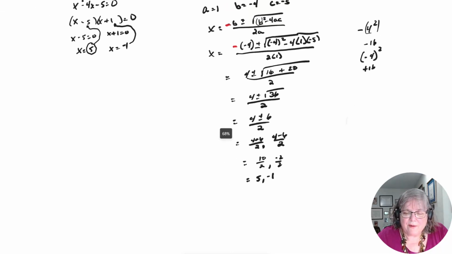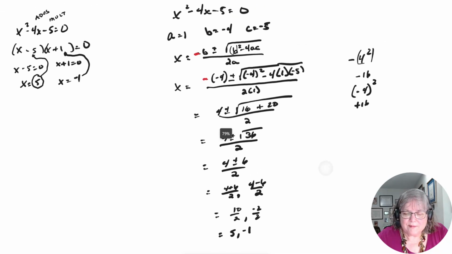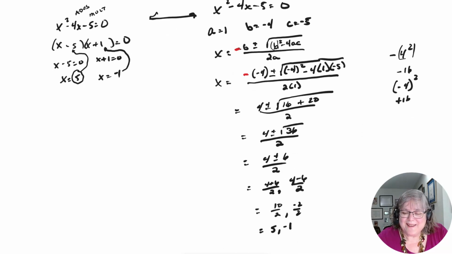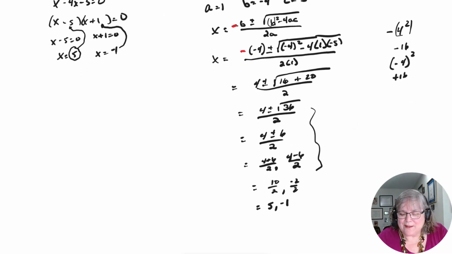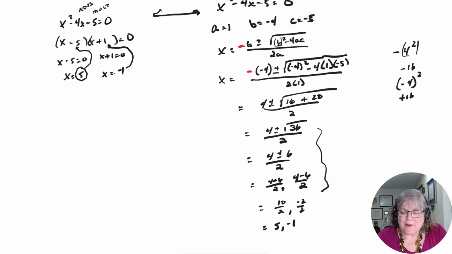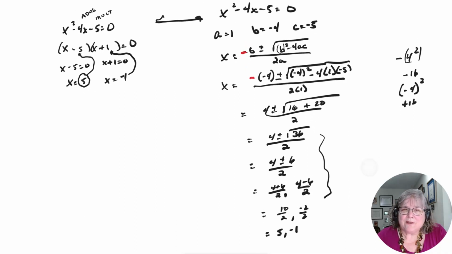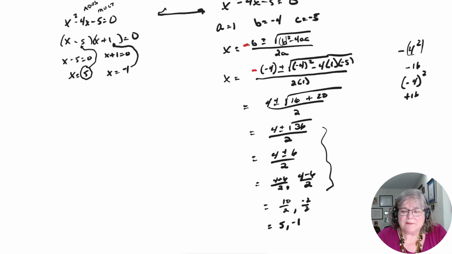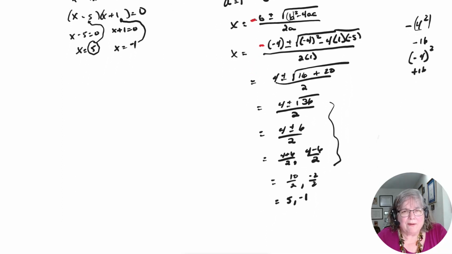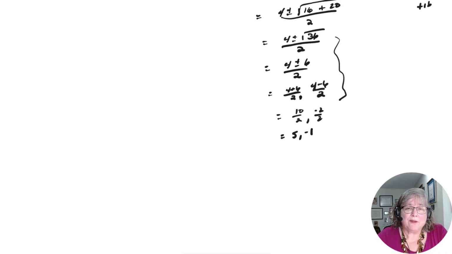Now, if you look at where we started and how long it took us. Now, granted, you can leave a few of these steps out and do them in your head, but still, in all, setting it up and getting an answer and everything, it takes longer to get the quadratic formula done. So if you can factor it, that would be faster. But some people hate factoring, and sometimes you just have to use the quadratic formula because things don't factor.